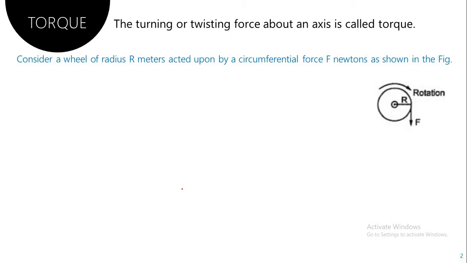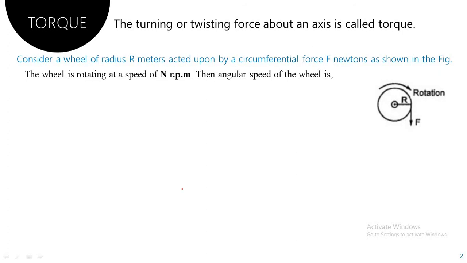Now we are considering a wheel of radius r meters acted upon by a force F newtons, rotating at a speed of N rpm. The angular speed of the wheel is represented by omega, which is given by 2 pi N by 60. This is equation number 1.